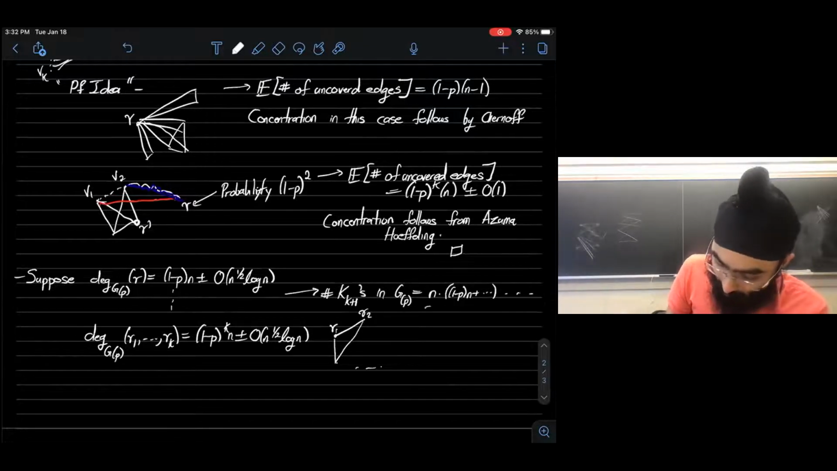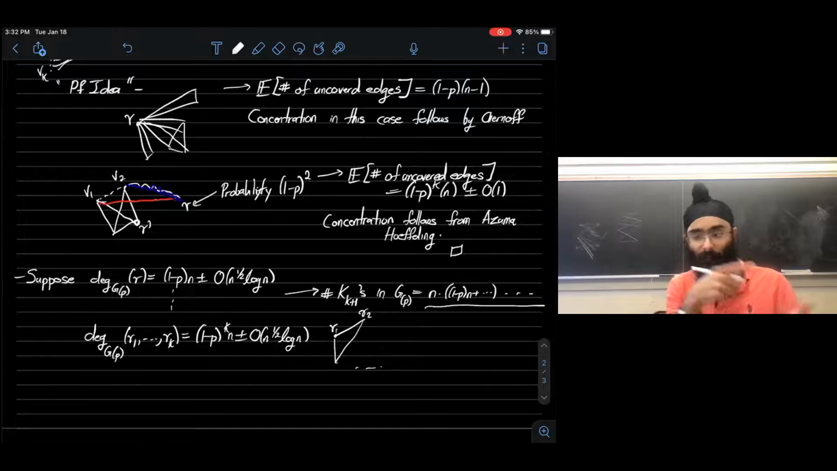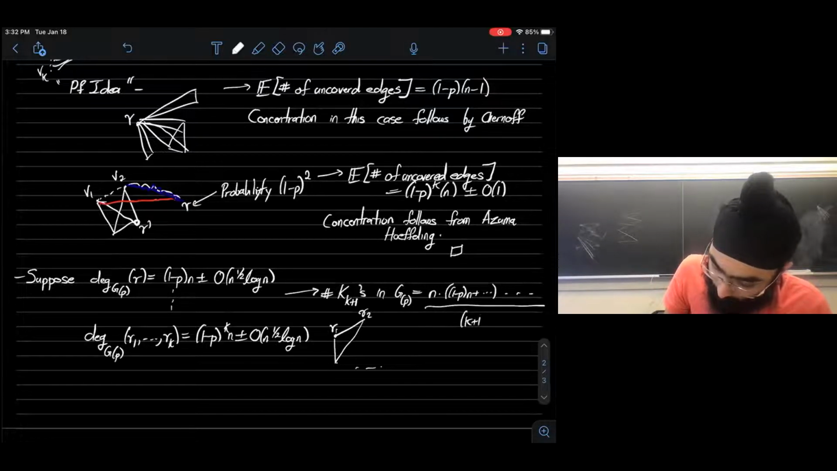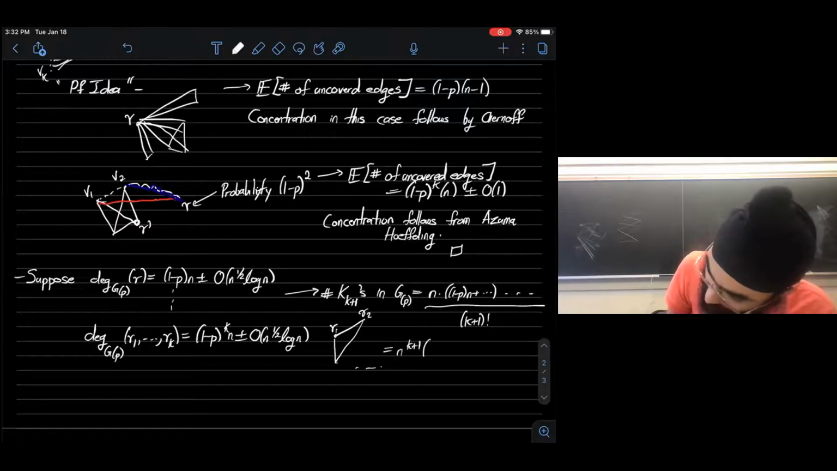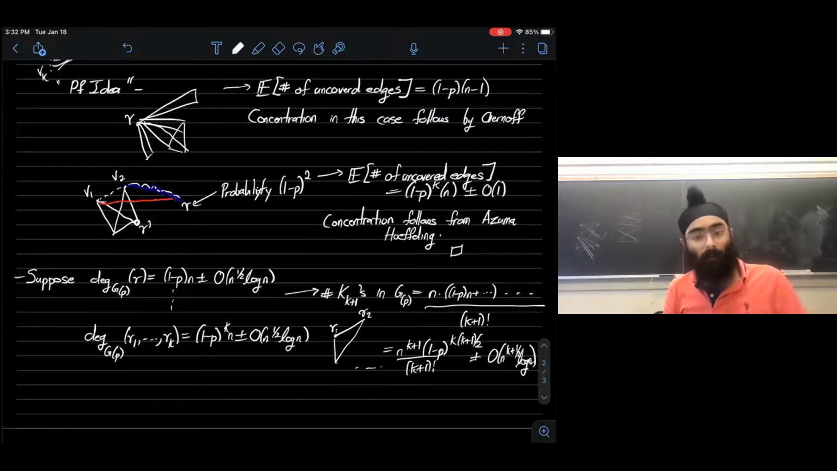So you can just write out this product. And notice that I counted them with respect to an ordering here. In reality, I need to average out the ordering, so I have to divide by (k+1) factorial. And if you just do it out, it's n^(k+1) times (1 - p)^(k(k+1)/2), over (k+1) factorial, plus an error term. So what does this mean? This means that in any such graph, I know the number of cliques of any fixed size.